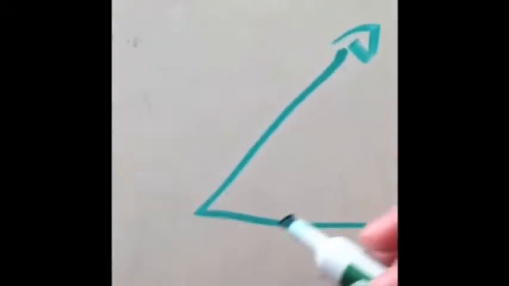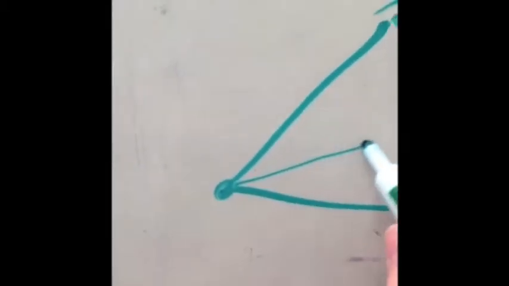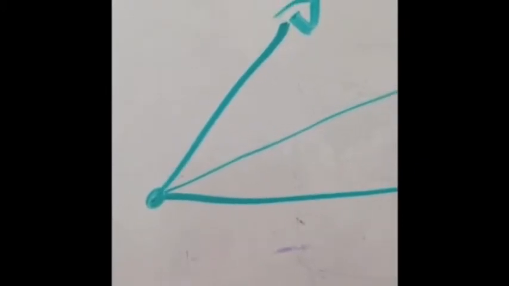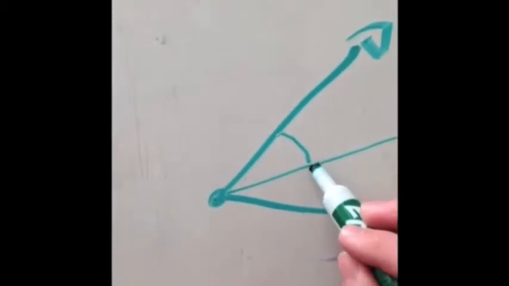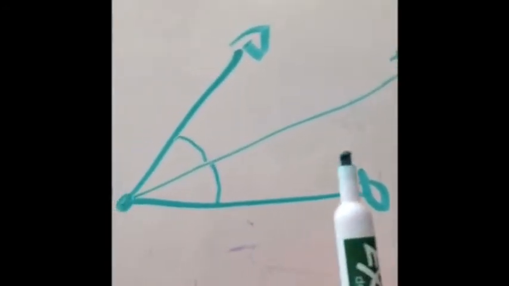Third definition I'm going to be doing is a bisector of an angle. There's the angle, and it's going to be bisected, creating two congruent parts. The bisector of an angle is the ray that divides the angle into two congruent adjacent angles.